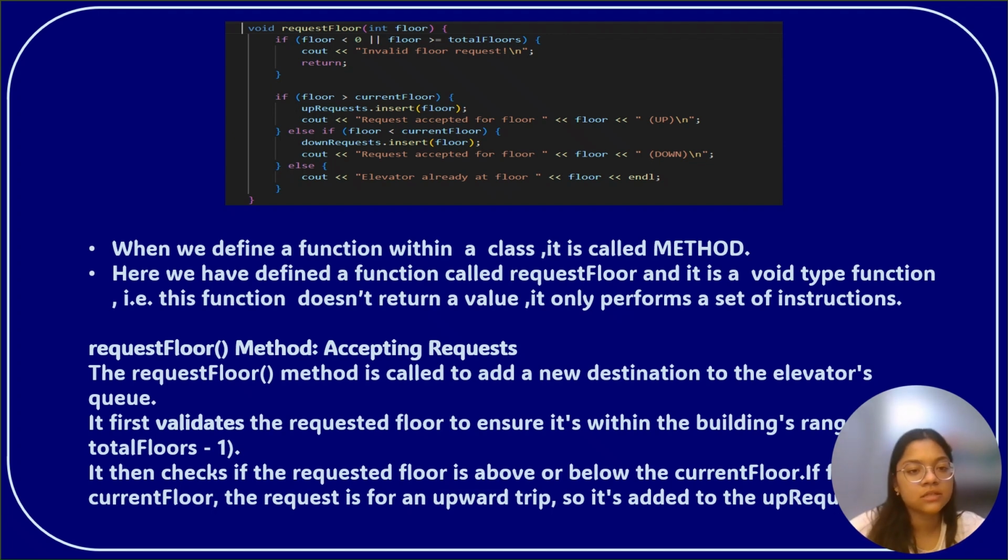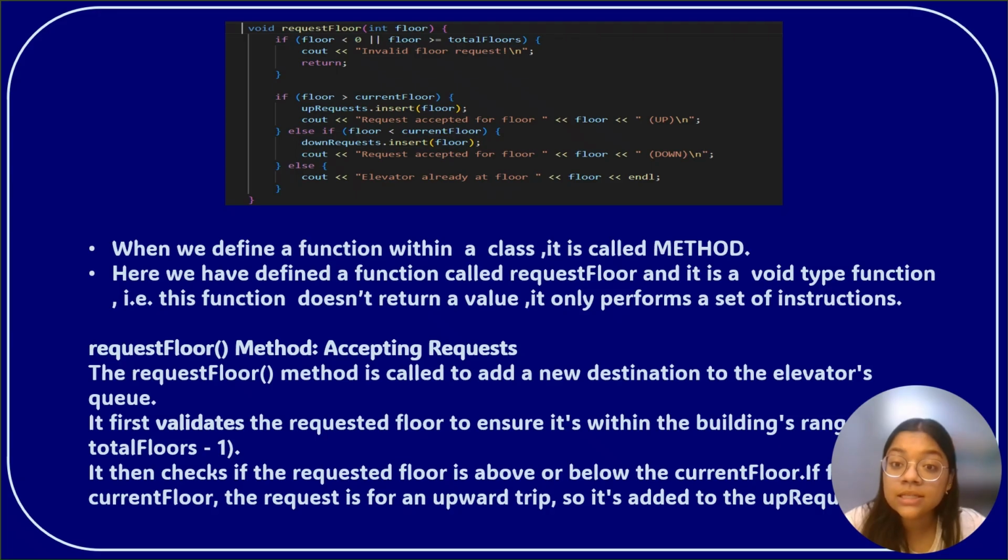Now, within this void request floor function, we have some if-else statements. The first if statement has the condition floor lesser than 0, then these two standing lines tell the or condition, or floor greater than equal to total floors. Basically, it is telling this condition or this condition. If any one of them is true, we are going to print out invalid floor request and we are going to return.